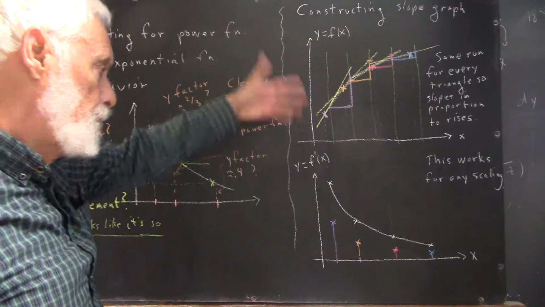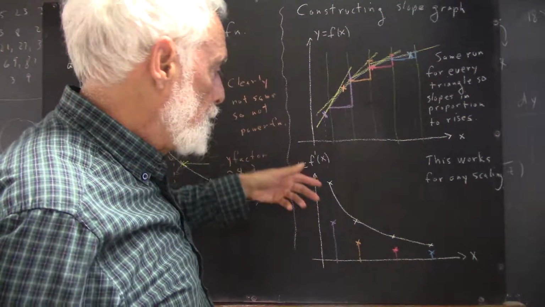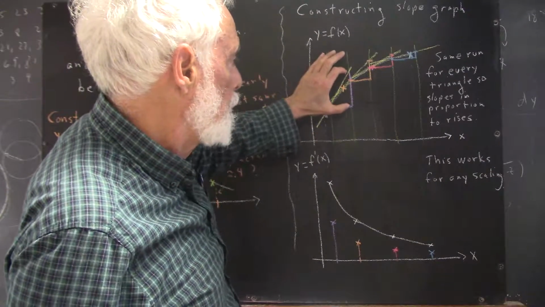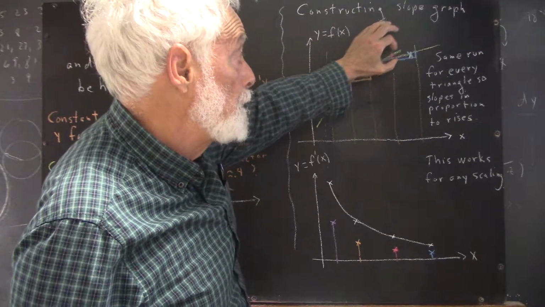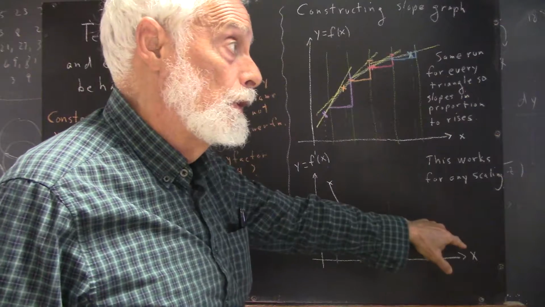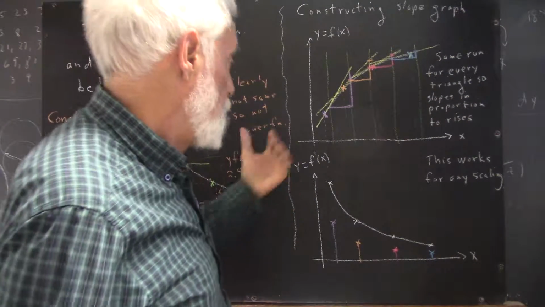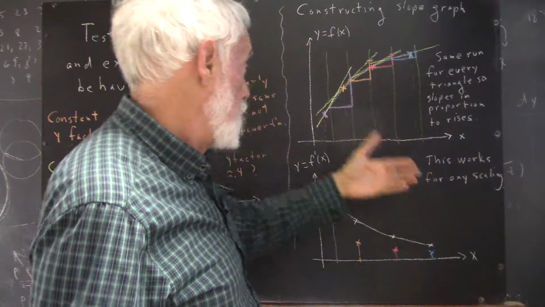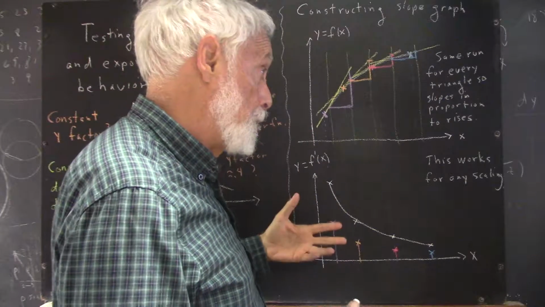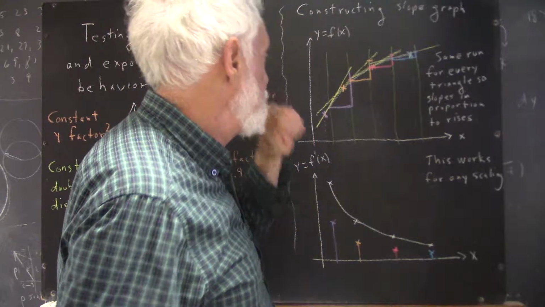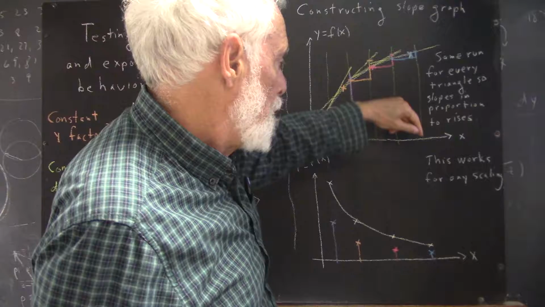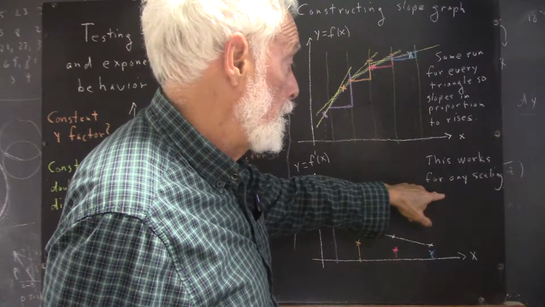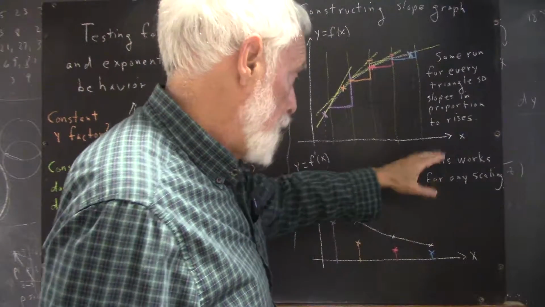Now, why does it not matter? Or why is it that we can actually just use these rises to construct the slope graph? Well, again, it comes down to the fact that both graphs are, at this point, unlabeled. So, I'll say that this works for any scaling at all.